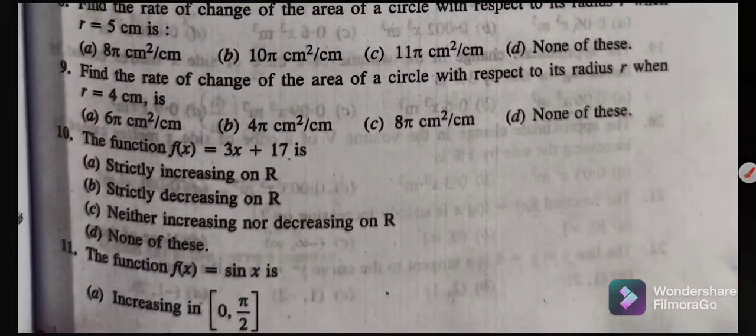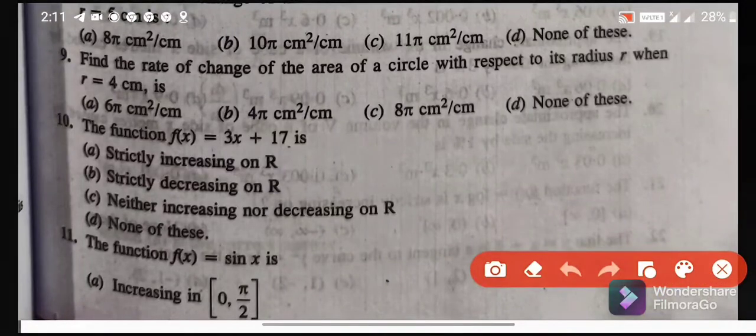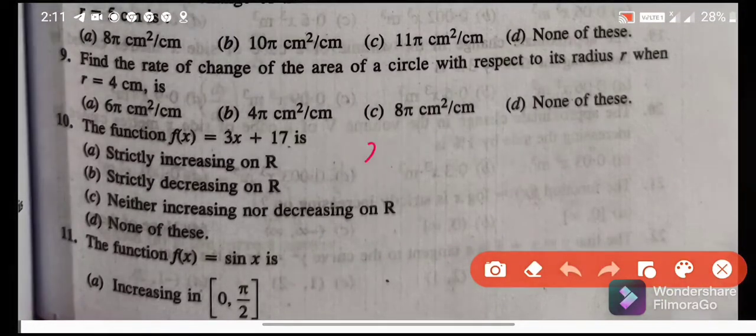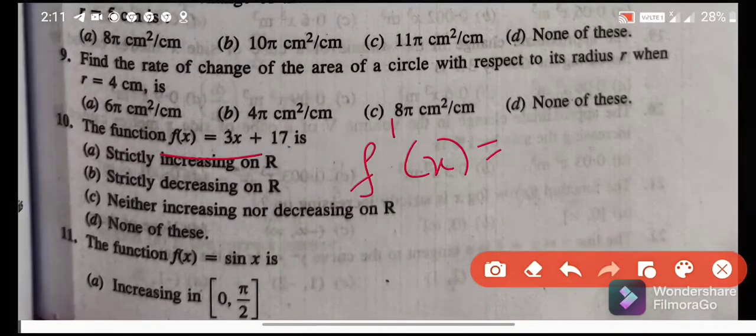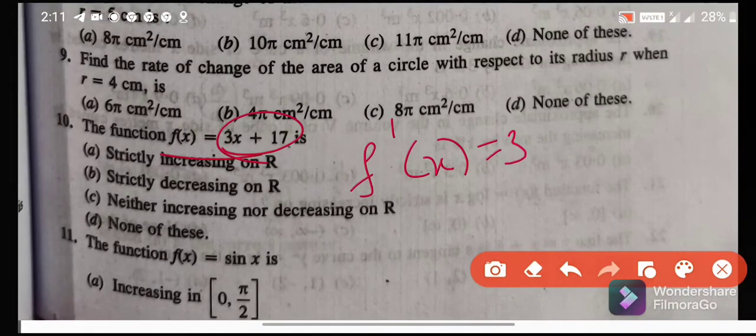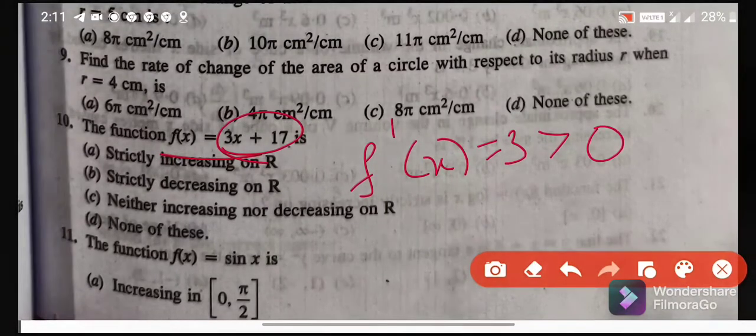Next question number 10, the function f(x) is equal to 3x plus 17 is. Now for increasing, decreasing or strictly decreasing, first of all differentiate this function. Differentiation is equal to 3, which is greater than or equal to 0, which is strictly greater than 0, sorry. So f(x) is strictly increasing, so answer is A option, it is strictly increasing function.